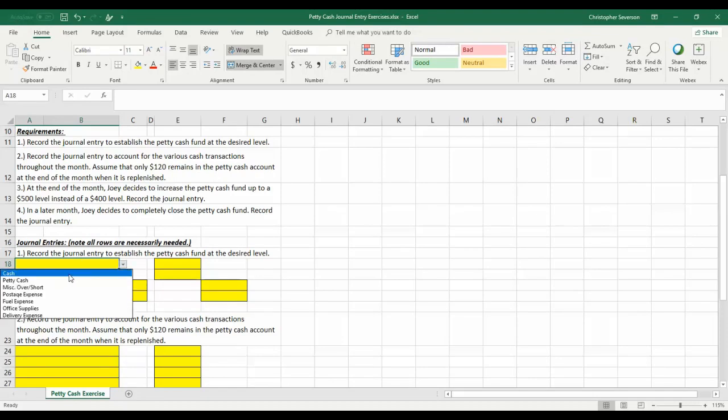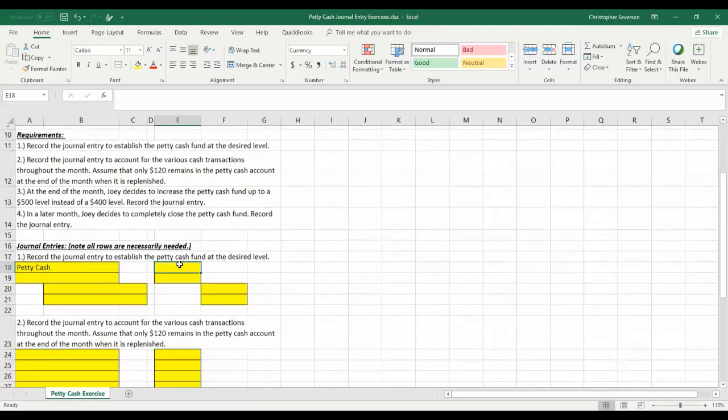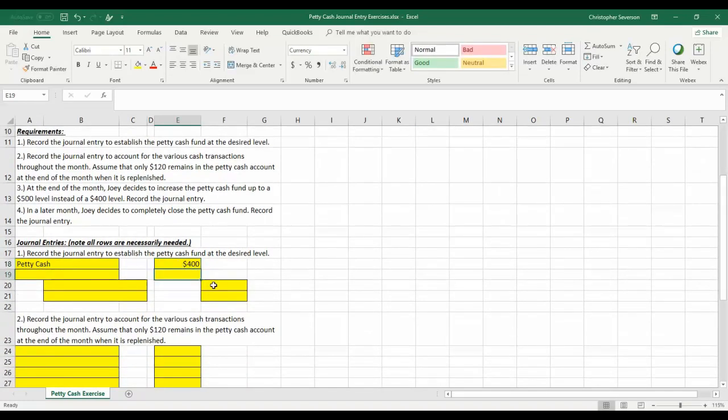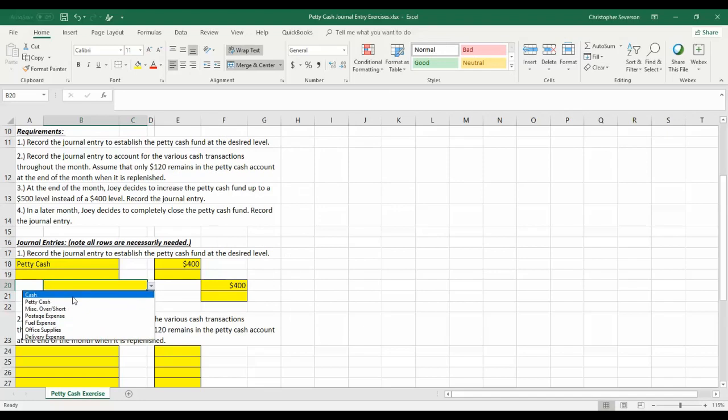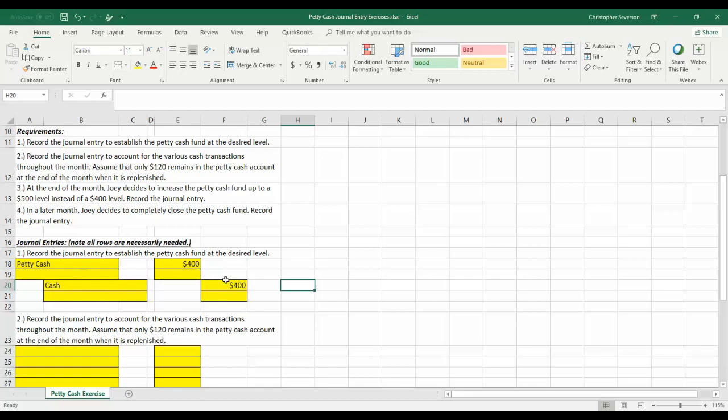So to increase the petty cash, we have to debit petty cash for $400, and we have to credit the cash for that same $400 to move the money out of there. So this is called the initial setup of the petty cash fund.